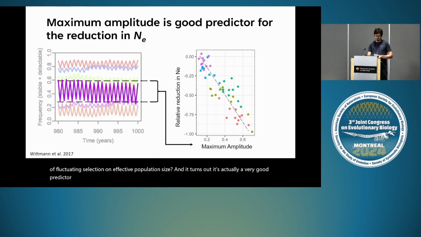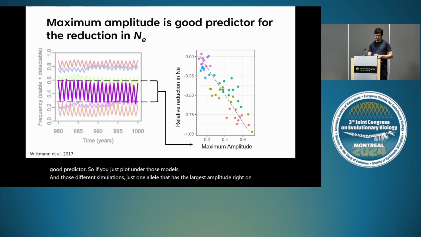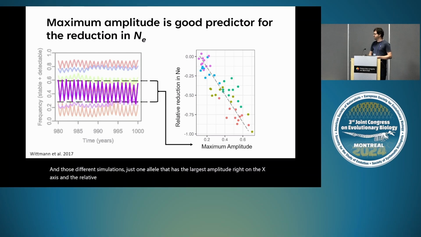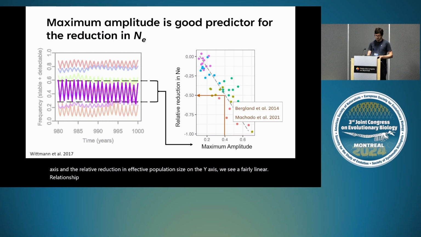If we plot, under those different simulations, just the one allele that has the largest amplitude on the x-axis, and the relative reduction in effective population size on the y-axis, we see a fairly linear relationship. If you take the largest amplitude from the Bergland and Mercado studies, both agree on that fairly closely. It's about 40%. We get a reduction in effective population size of about 50%.